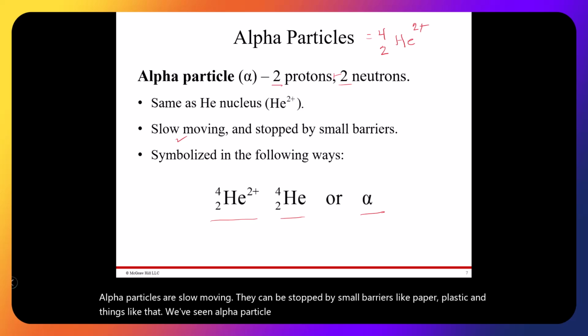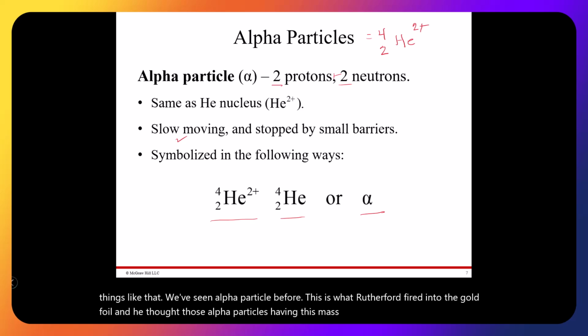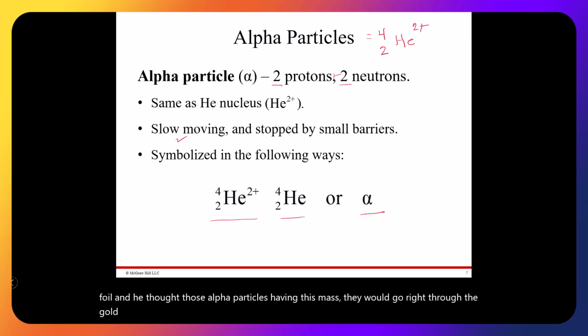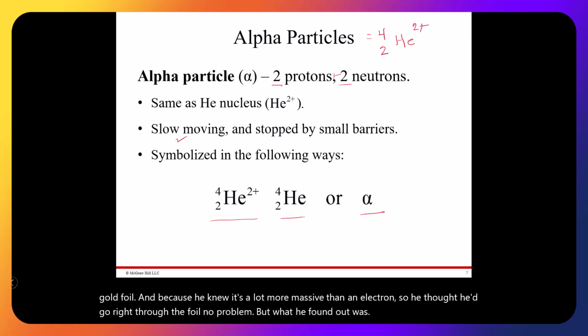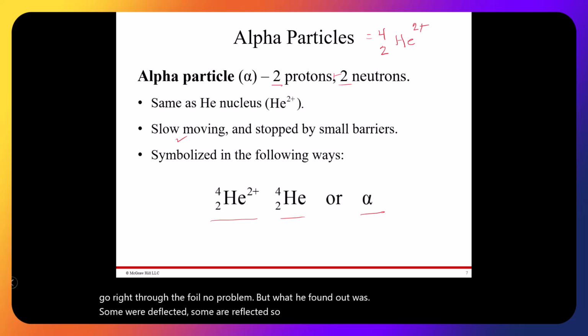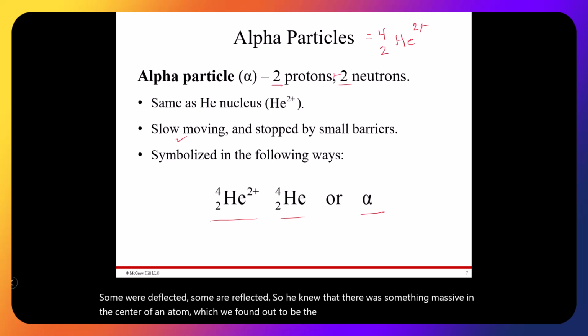This is what Rutherford fired into the gold foil. He thought those alpha particles, having this mass, would go right through the gold foil, because he knew they're a lot more massive than an electron. He thought they'd go right through the foil, no problem. But what he found out was some were deflected, some were reflected. So he knew that there was something massive in the center of an atom, which we found out to be the nucleus. And then Chadwick discovered the neutron that's also located in the nucleus.